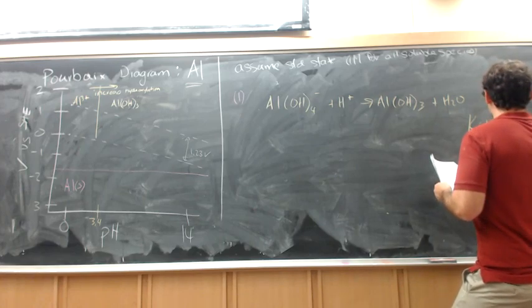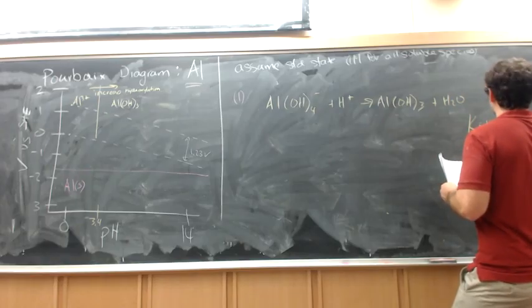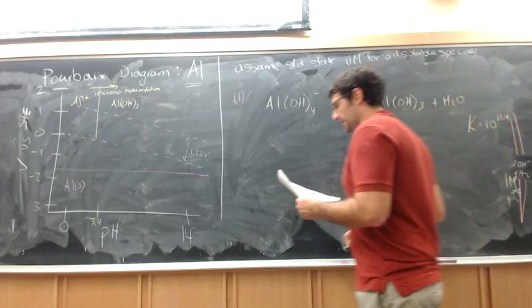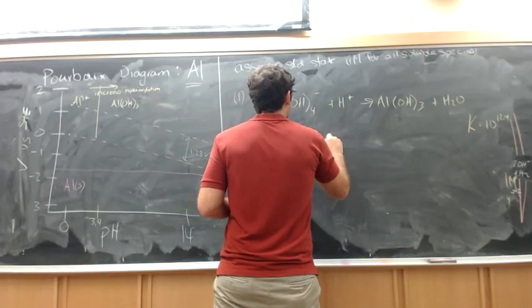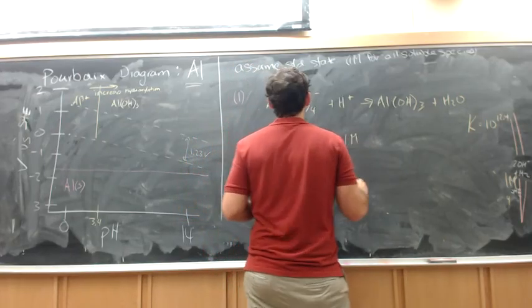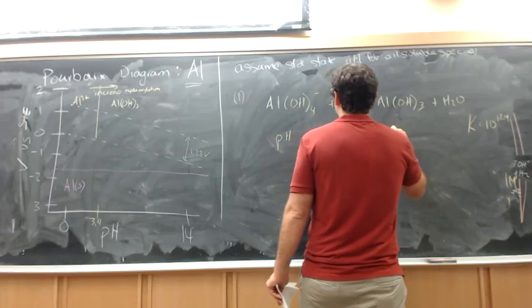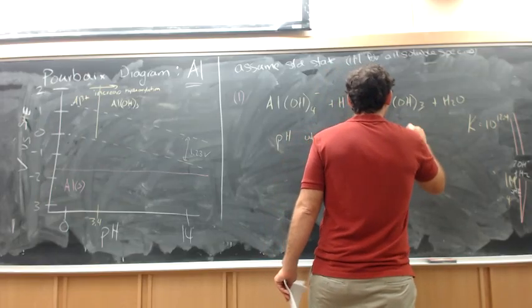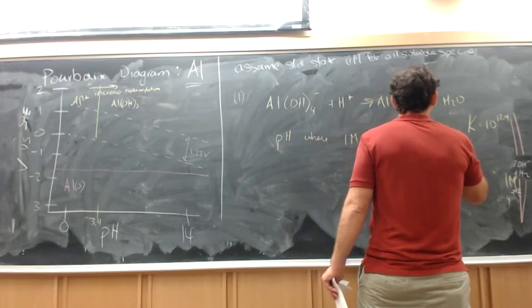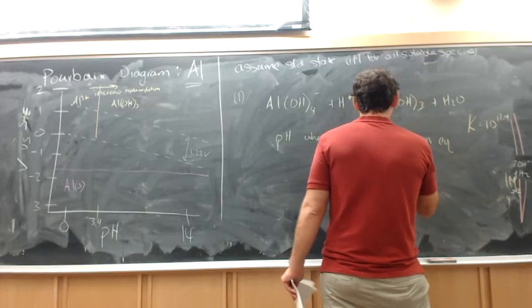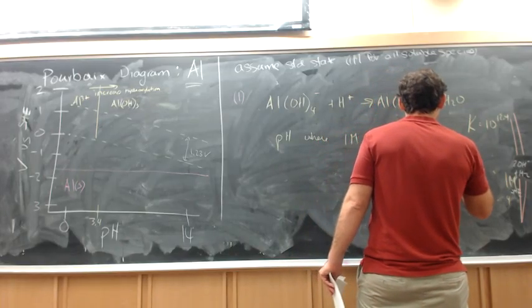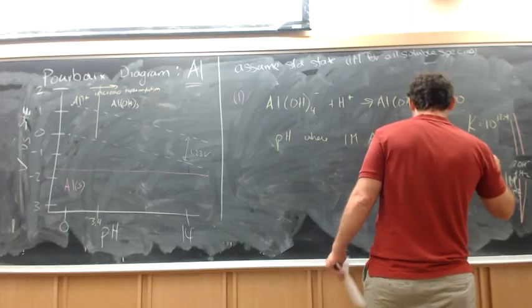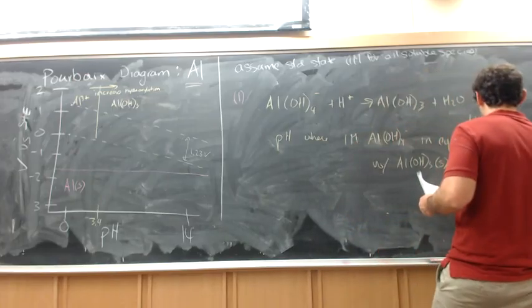So K equals 10 to the 12.4. And you can go through the exact same thing, and you find that the pH where 1 molar AlOH 4 minus is in equilibrium with AlOH 3 solid is 10 to 12.4.